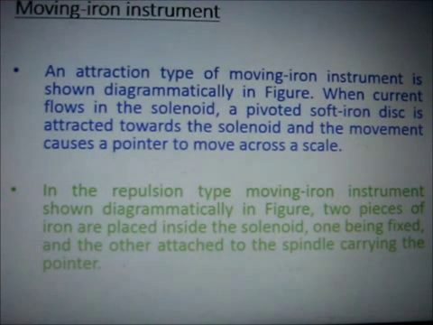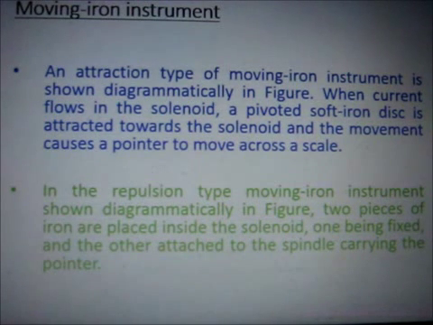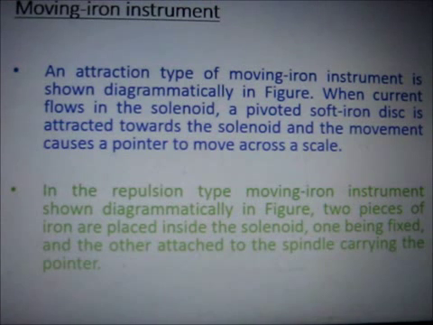Now let us talk about the first one, that is the moving iron instrument. An attraction type of moving iron is shown. When current flows in the solenoid, a pivoted soft iron disc is attracted towards the solenoid. When this soft iron is attracted towards the solenoid, there is a movement that causes the pointer to move from its original position to a given position, and we can measure the amount of either current or voltage through the pointer. This is the attraction type.